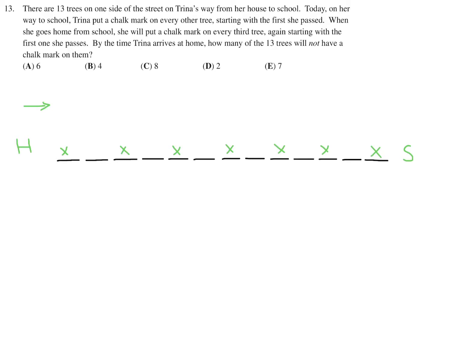And then when she goes home, I guess later on in the day, she puts a chalk mark on every third tree again, starting with the first one. So the first one she passes is there, and then every third one. So 1, 2, 3 here, 1, 2, 3 here, 1, 2, 3 here, and finally 1, 2, 3, the last one. There you go. Now they want you to figure out how many of these 13 trees do not have a chalk mark. All right, well, it's this one, this one, this one, and this one. So those 1, 2, 3, 4 trees do not have a chalk mark, either a green one or a blue one like I drew. So number 13, the answer is B.